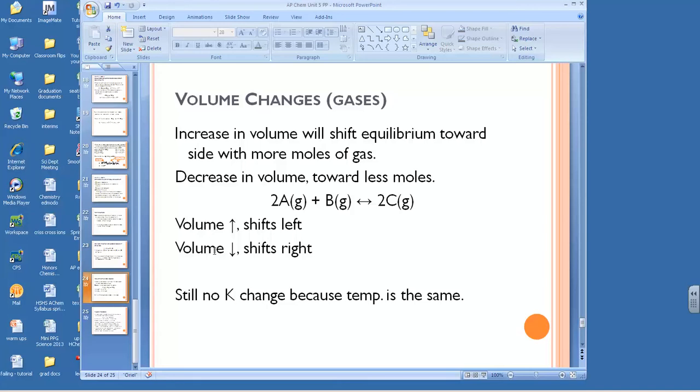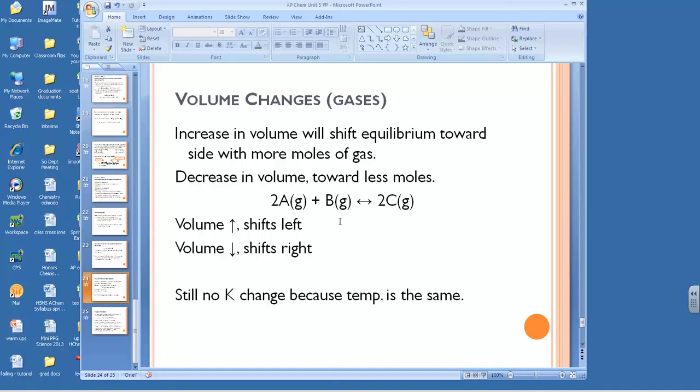Yet at the same time, if you decrease the volume, therefore increase the pressure, you're going to give A and B a better chance of running into each other. We increased the pressure by decreasing the volume, so the reaction's going to want to decrease it, and it's going to decrease it by going to the side with fewer moles. Again, really what's happening according to the collision model, by decreasing the volume, you're giving A and B a better chance of running into each other.